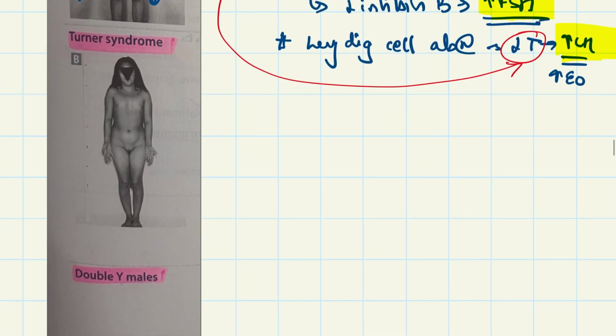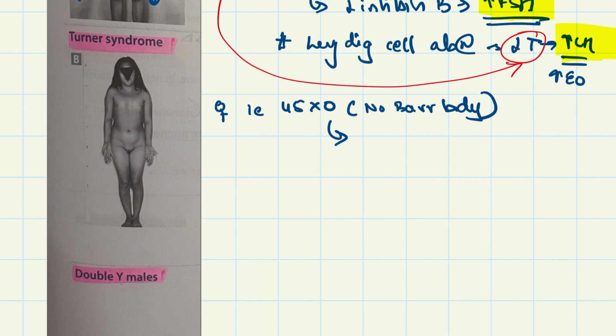The next disorder that we'll study is Turner syndrome. Turner syndrome is characterized by a female karyotype, that is 45XO. Since there is only one X chromosome, no Barr body is present. Usually the loss of the X or Y chromosome is due to the paternal gametes, that is the sperm is missing the sex chromosome.